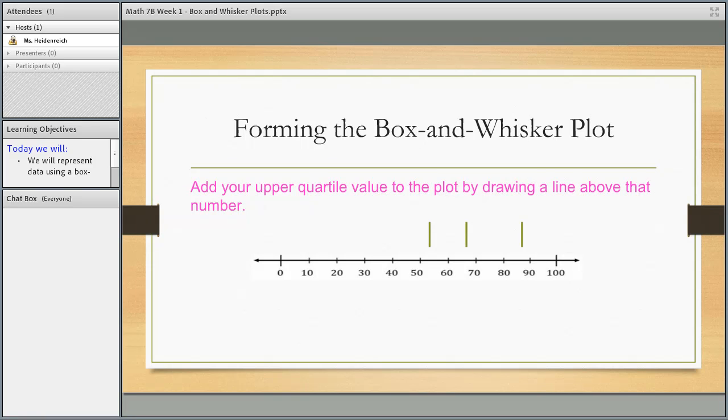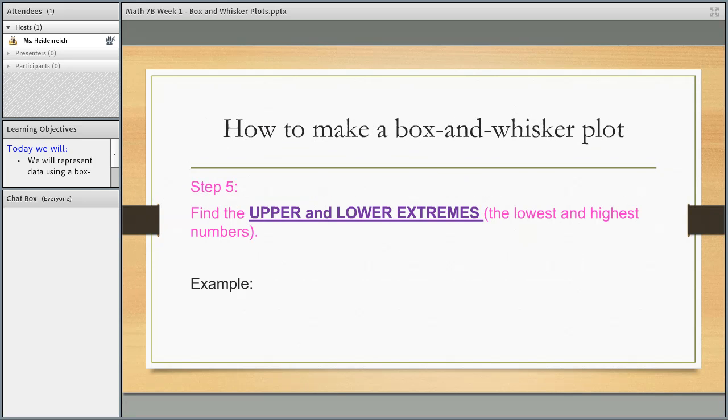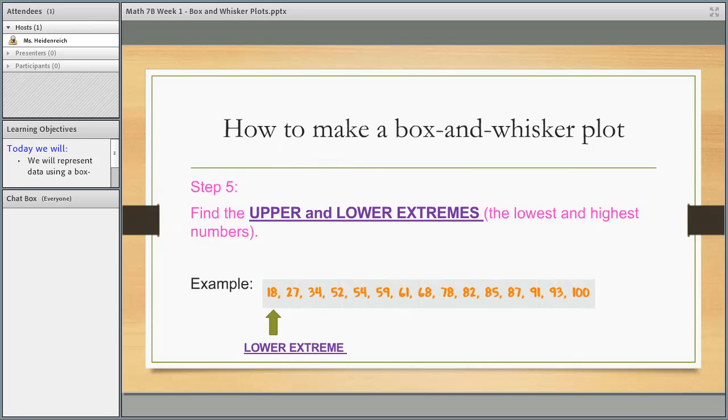So we're almost done with our box and whisker plot. This is actually the box part of the box and whisker plot. And then our last step is to find the upper and lower extremes, which is my favorite part because it's the easiest thing to do. You just look for the lowest and highest numbers. So the lower extreme of this data set is just 18, and the upper extreme is 100. So just the lowest and highest numbers of the data set.